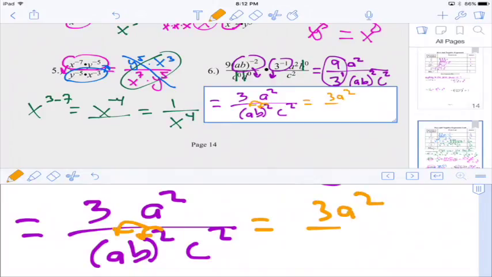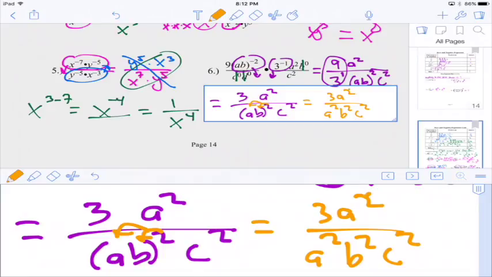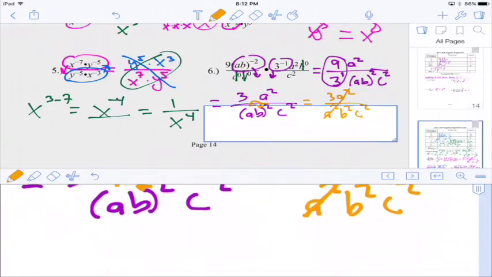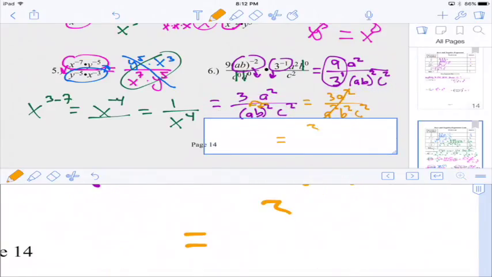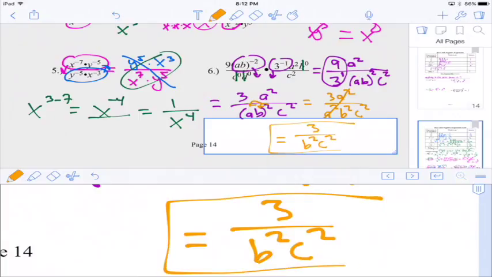3a squared over a squared b squared c squared, and I could cancel a squared divided by a squared. Finally, I get 3 over b squared c squared. That whole giant thing just turned into that simplified.